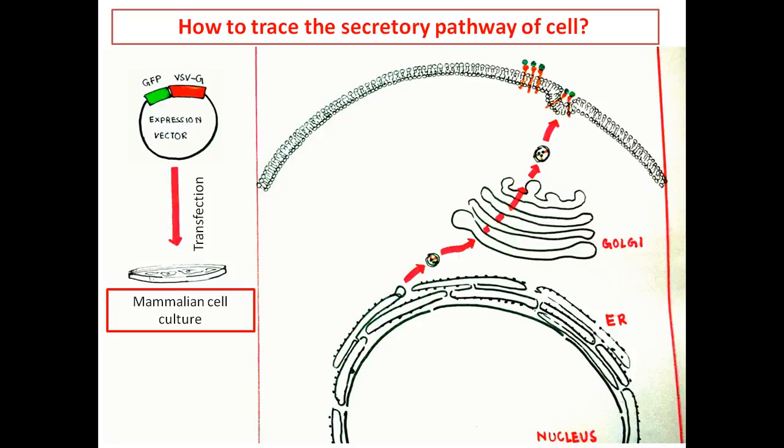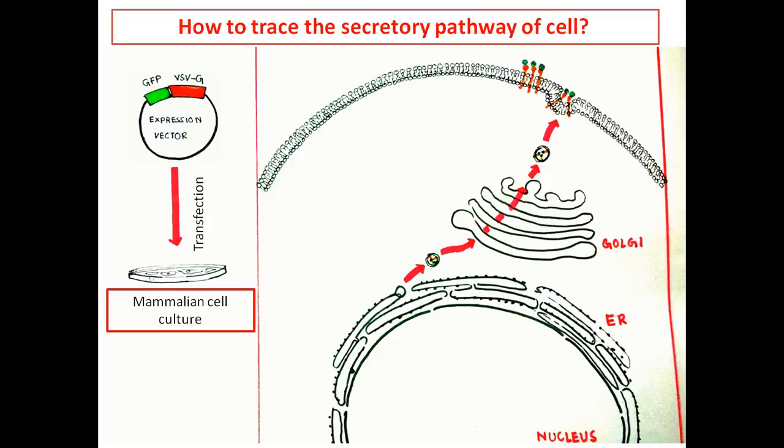If it's a membrane bound protein, then it would be in the membrane bound condition, and if it's a secretory protein, then it would be secreted outside of the cell. Now the question is how to prove that this is the secretory pathway of the cell, and the secretory pathway of the cell includes Golgi, and then to the plasma membrane.